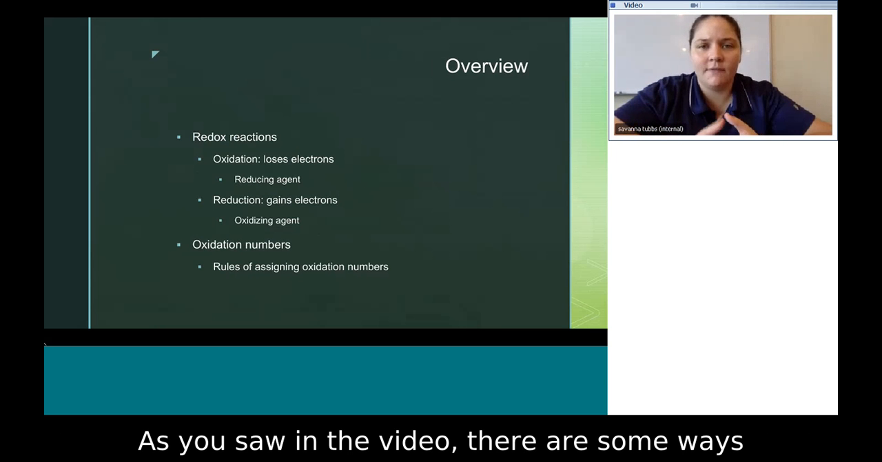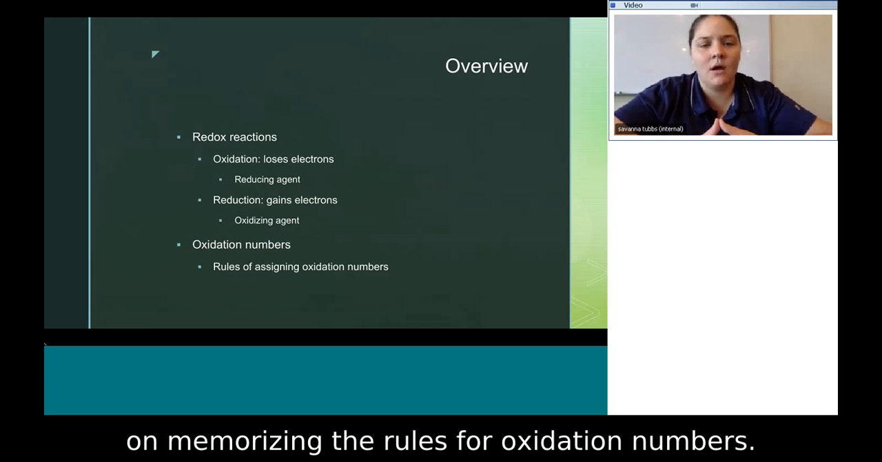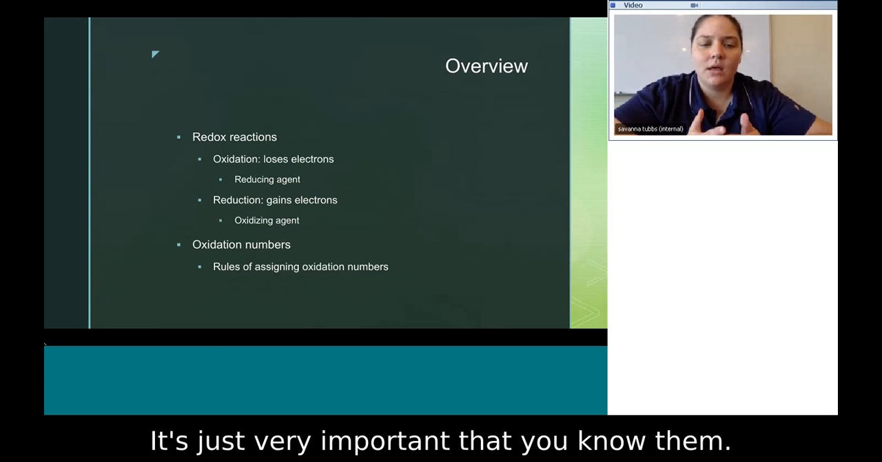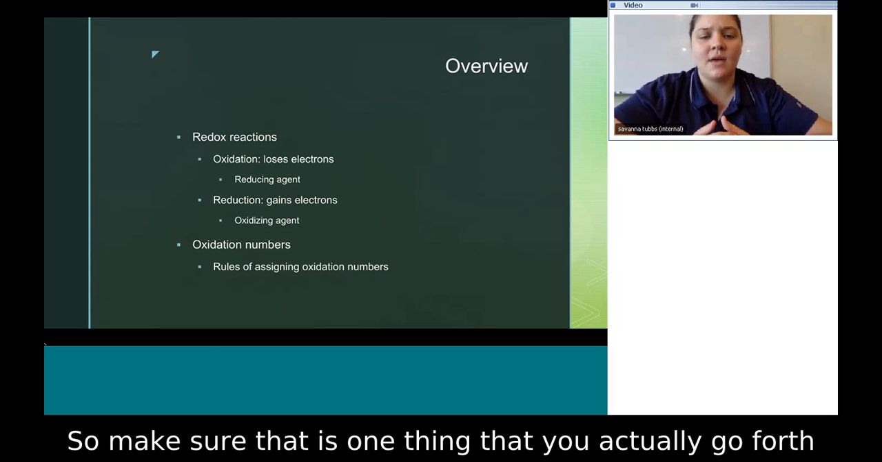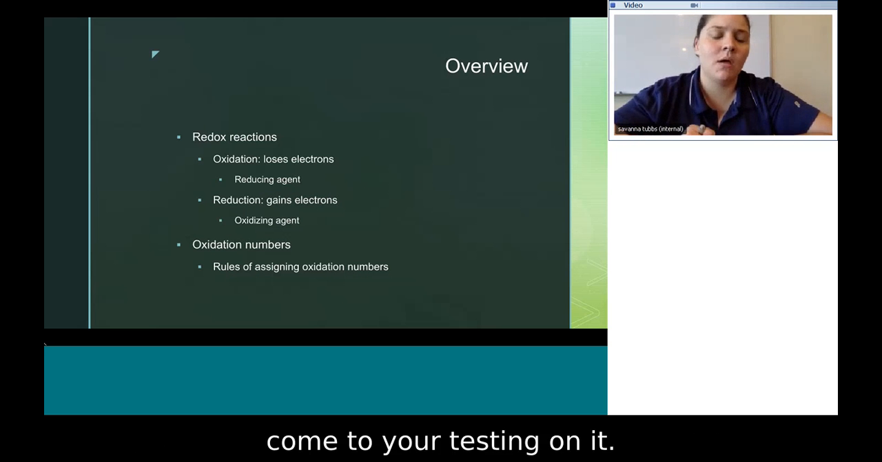As you saw in the video, there are some ways that are slightly different based off of your professor on memorizing the rules for oxidation numbers. Pretty much they'll all give you the same outcome. It's just very important that you know them. Most professors will not provide them on an exam. So make sure that is one thing that you actually go forth to memorize and practice with before you come to test on it.